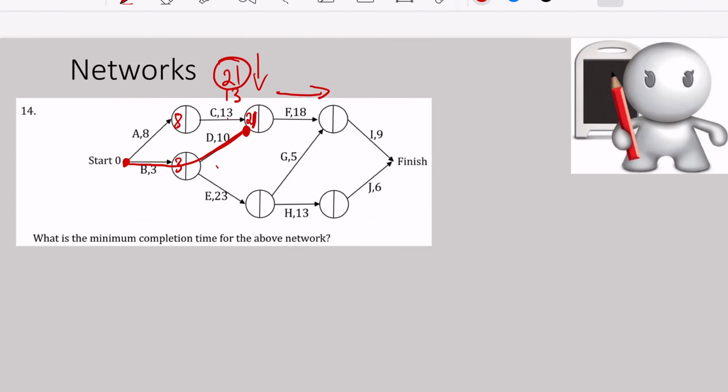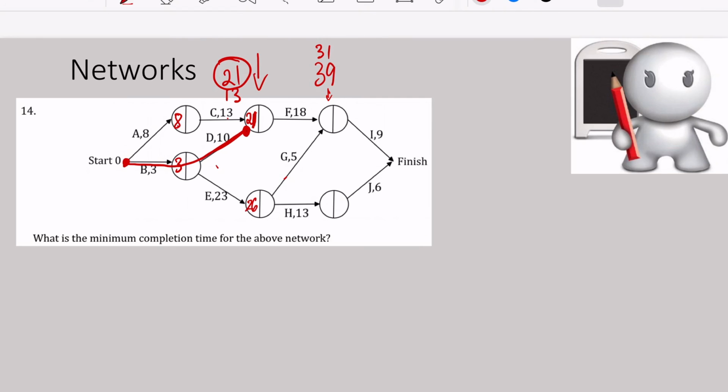If I want to continue to activity F, note that there's a loop because I can get to this junction over here by going through F or by going through G. So I'm just going to write my numbers outside. 21 minutes plus 18 minutes is 39 over here. Or I can go from B to E, which will give me 26 minutes, and then E to G, 26 plus 5 is 31 minutes.